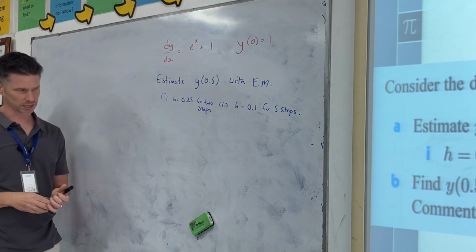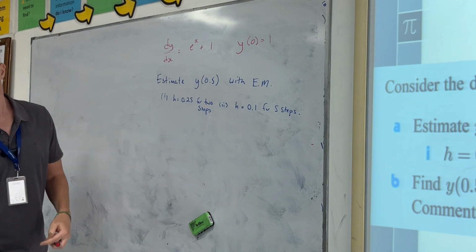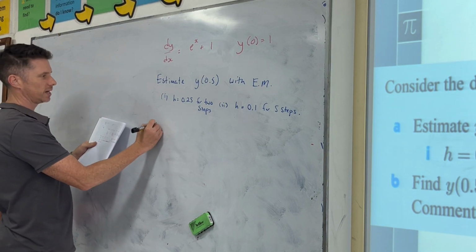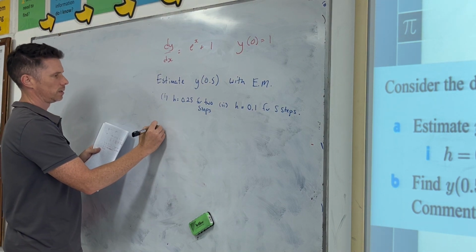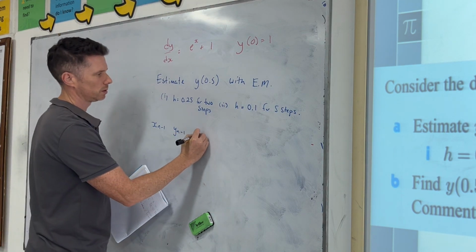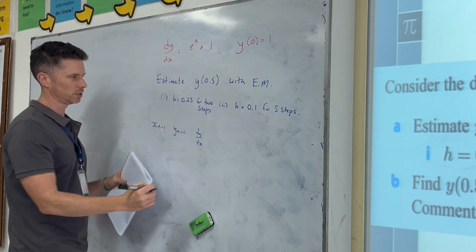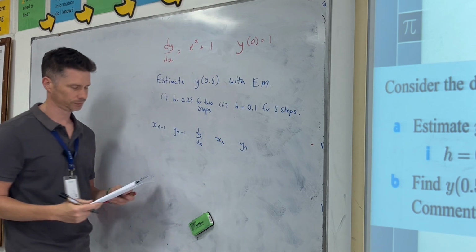So we set up this. You might see one of these tables. You won't have to draw one, but we see these headings to get used to them. x n minus 1, y n minus 1. The derivative then at that point, x n, and then y n.